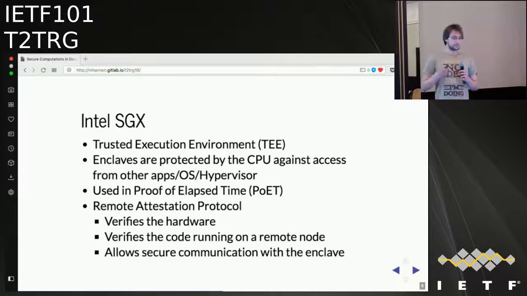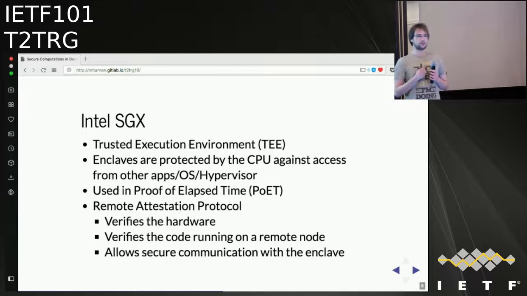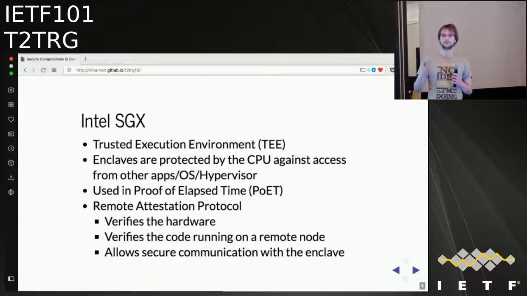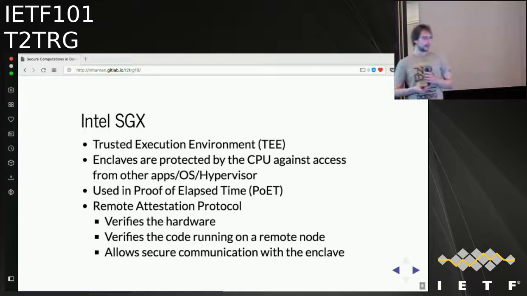And Intel SGX comes with a remote attestation protocol. So if I'm a remote node, I can check, first of all, if on the remote host I have a valid Intel SGX platform, then I can verify that the function running on the remote host is the function I requested. And in the end, I can also establish a secure communication channel. So I can communicate directly with the function, kind of bypassing the execution node.